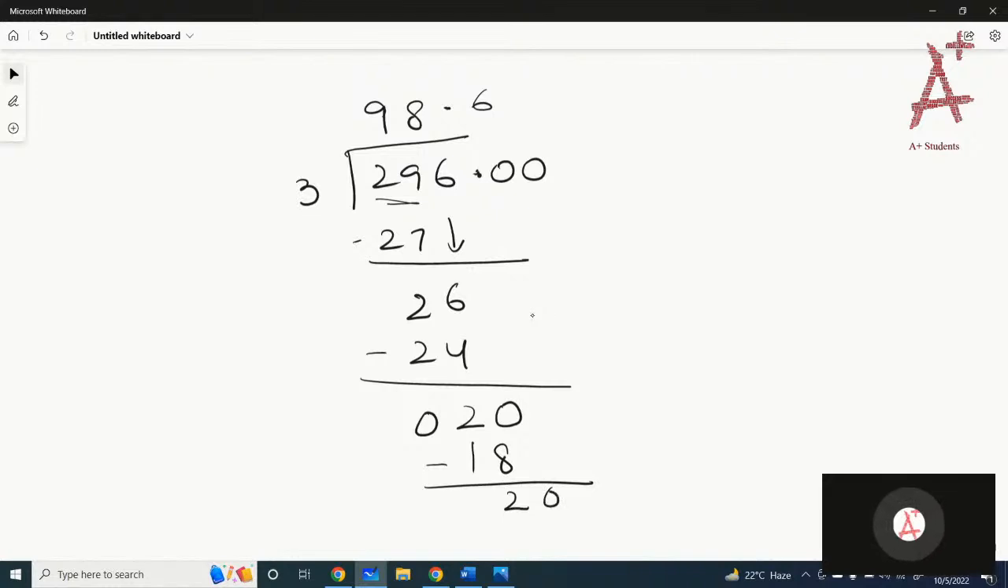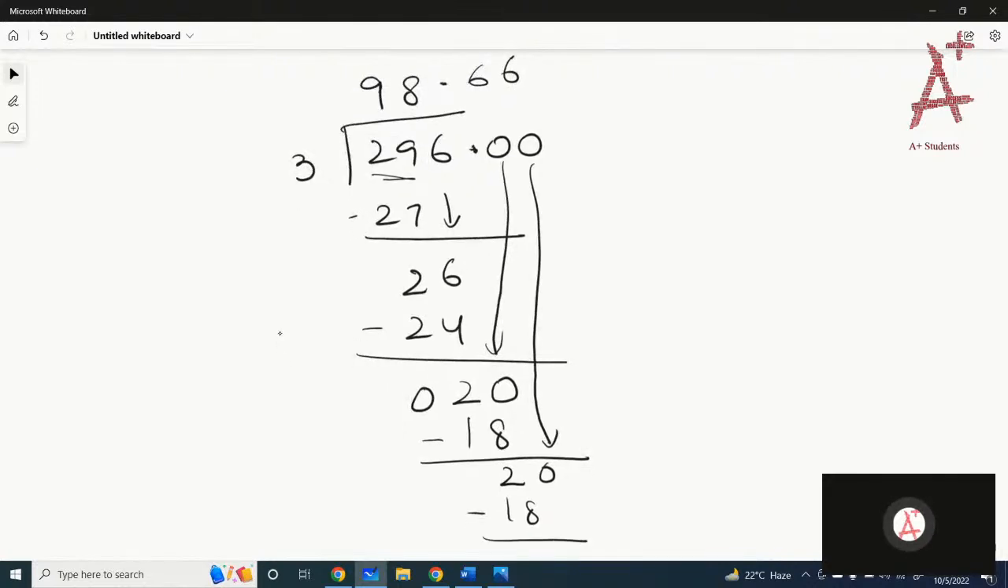Bring this here, you have this one and then you have to bring the 0. So 3 times 6 is 18. So 20 subtract 18 is 2. You don't need to go forward because you have the answer until the hundredths digit. You just need to round it off. 98.66. So you just have to round it off.